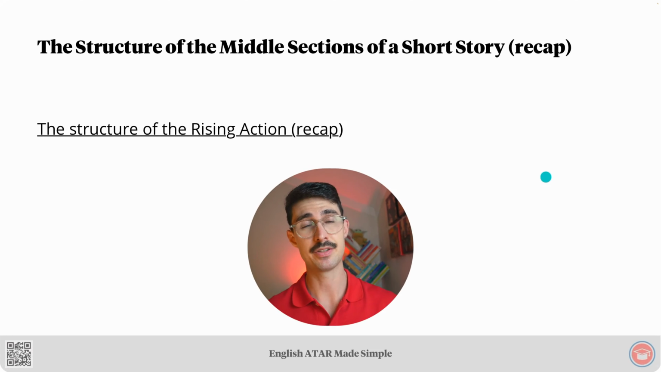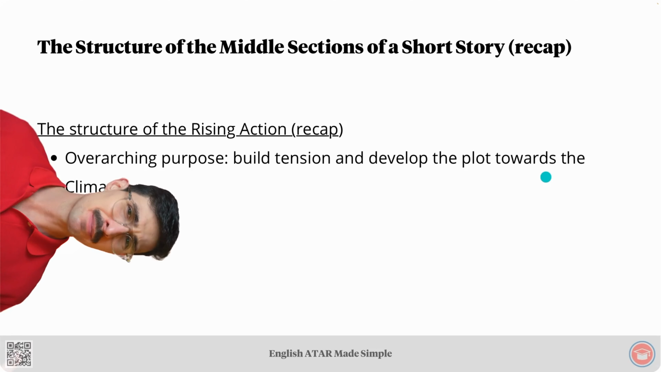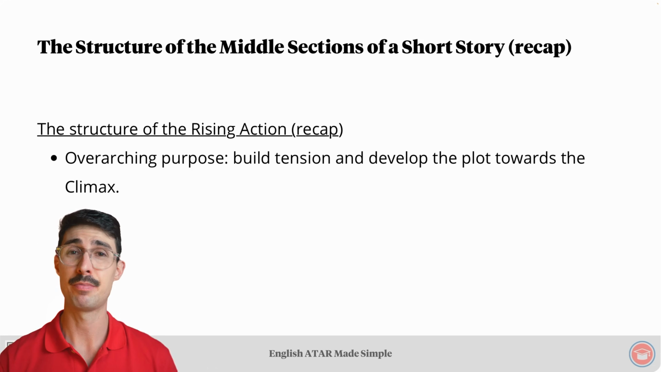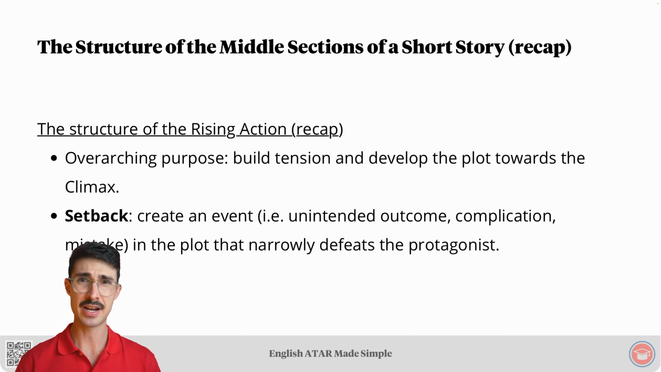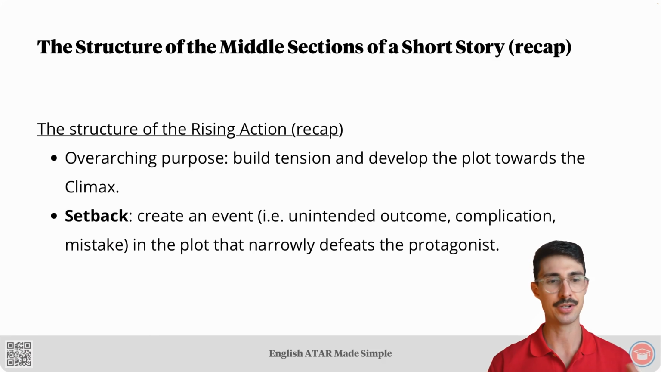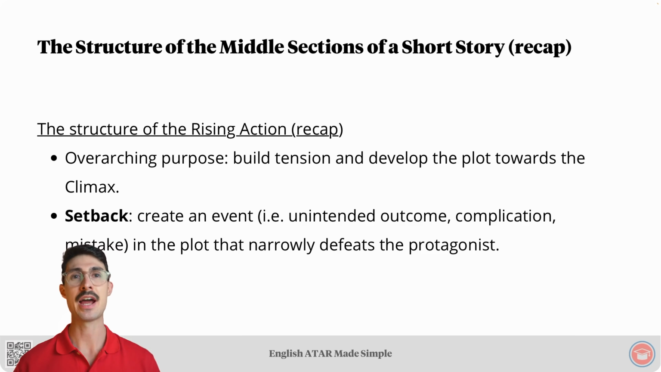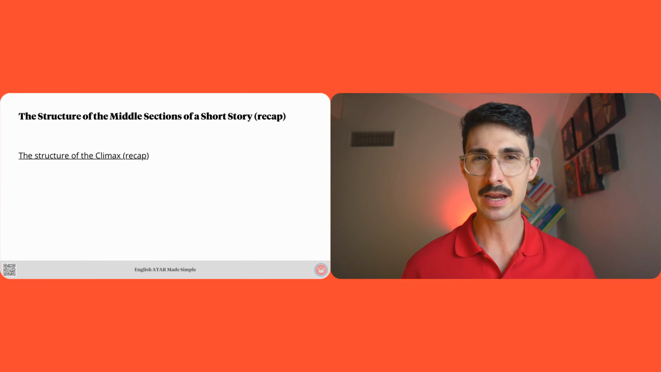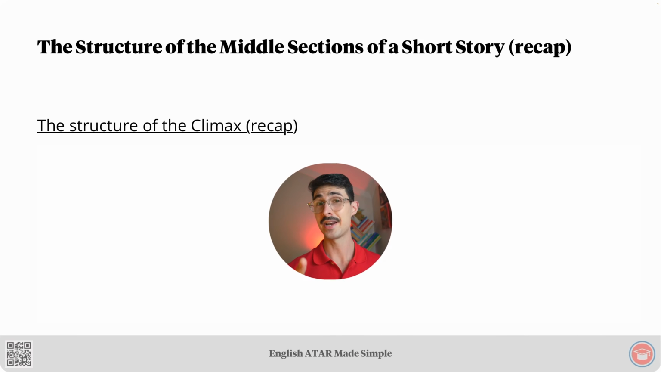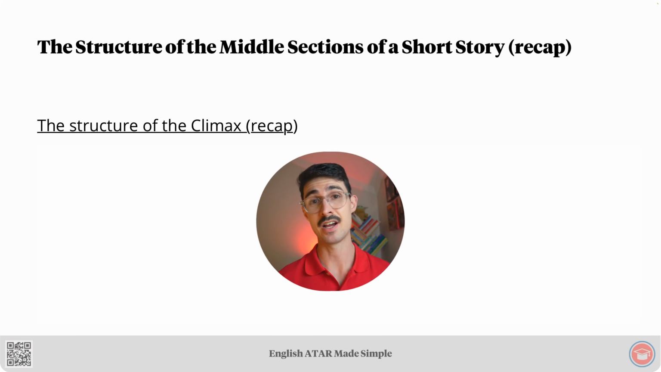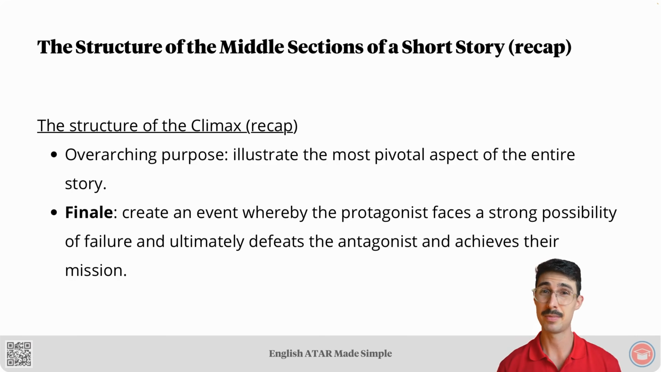Then we looked at the structure of the rising action. Overarching purpose, you build tension and develop the plot towards the climax. One ingredient, it's the setback, and this is where you create an event, in other words, an unintended outcome, a complication, or a mistake, in the plot that narrowly defeats the protagonist. Then we recap the structure of the climax section. Overarching purpose is to illustrate the most pivotal aspect of the entire story. It's got one element, it is the finale, and the finale requires you to create an event whereby the protagonist faces a strong possibility of failure and ultimately defeats the antagonist and achieves their mission.